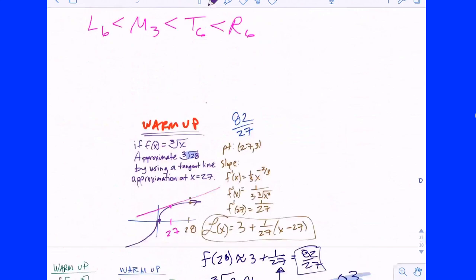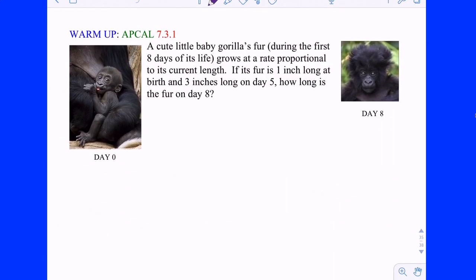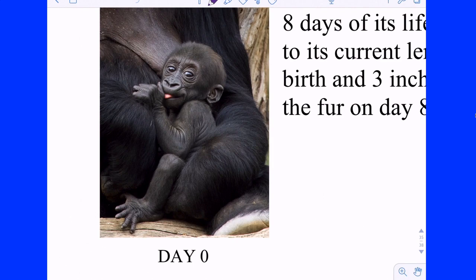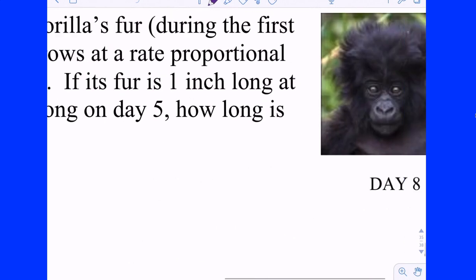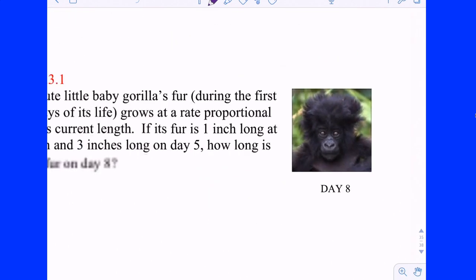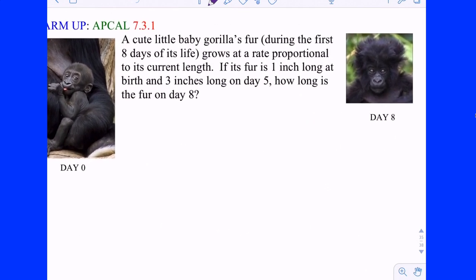Baby gorilla. Where's the baby gorilla? There's a baby gorilla. Oh, look, day 0. Oh, day 0. Look, day 8. Oh. Let's go back.